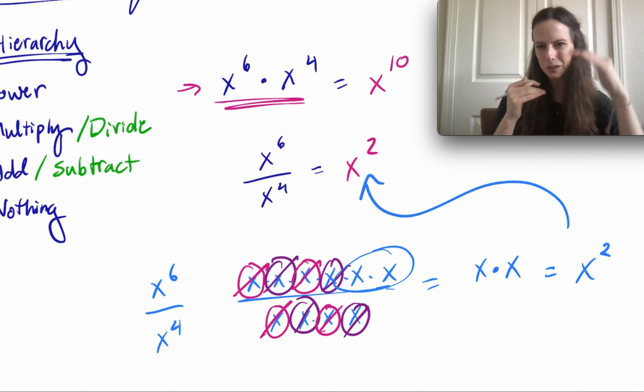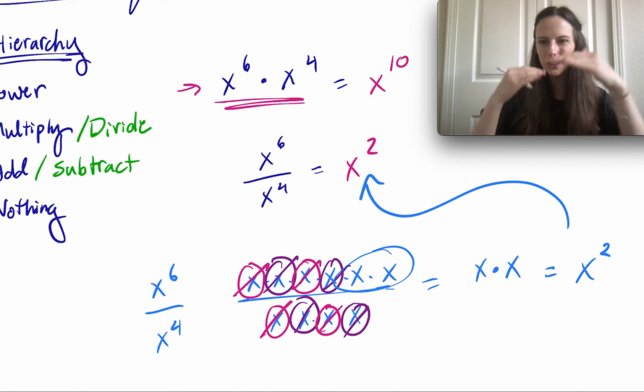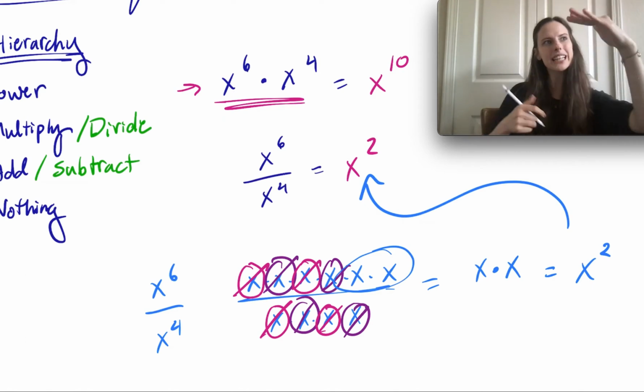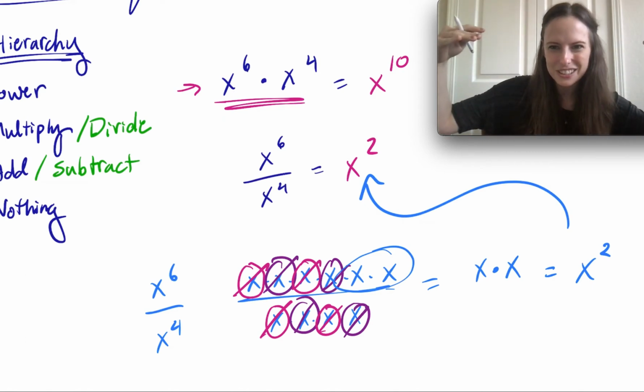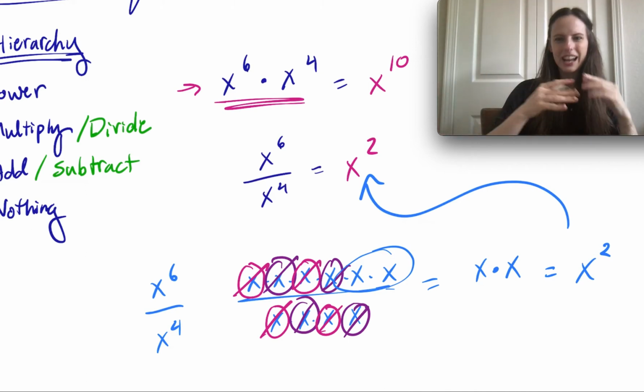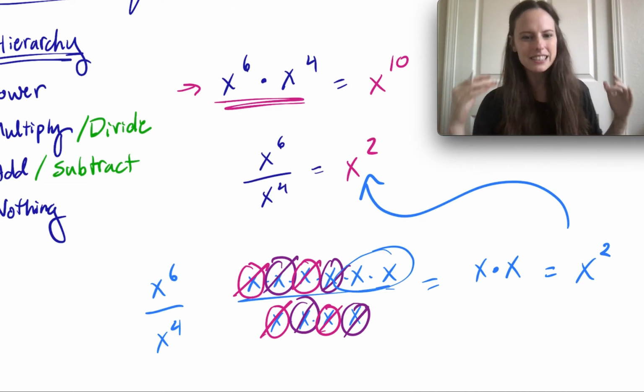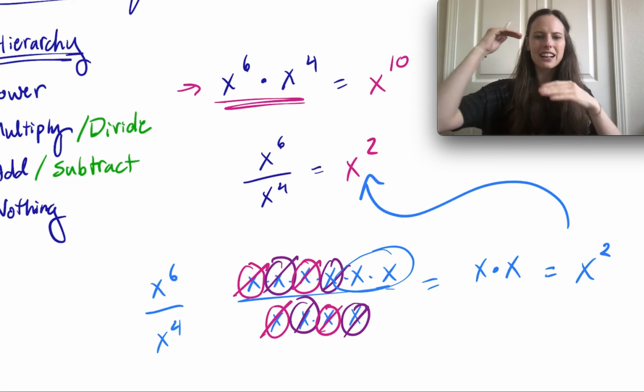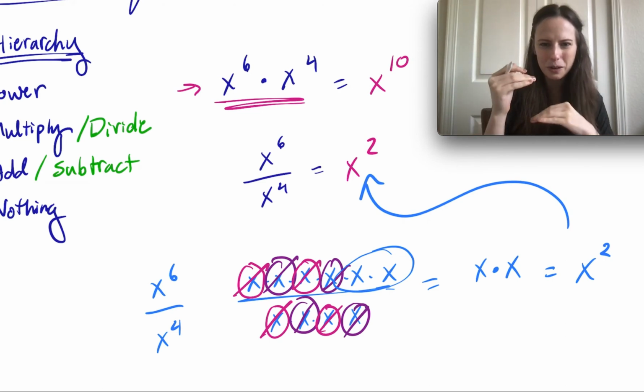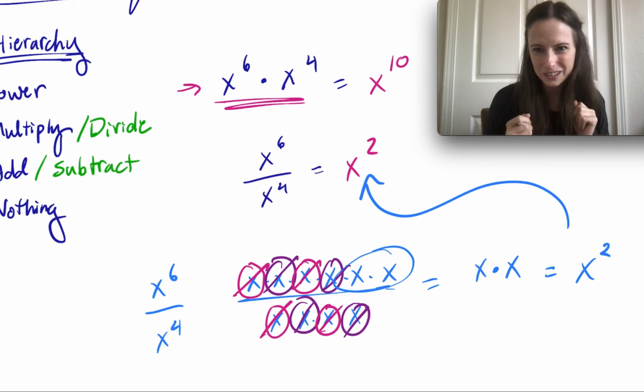So the reason we're subtracting is really because we're looking at the difference between how many x's I have all multiplied out in the numerator versus how many I have all multiplied out in the denominator. And you look at that difference between those two numbers, and that's your final answer.